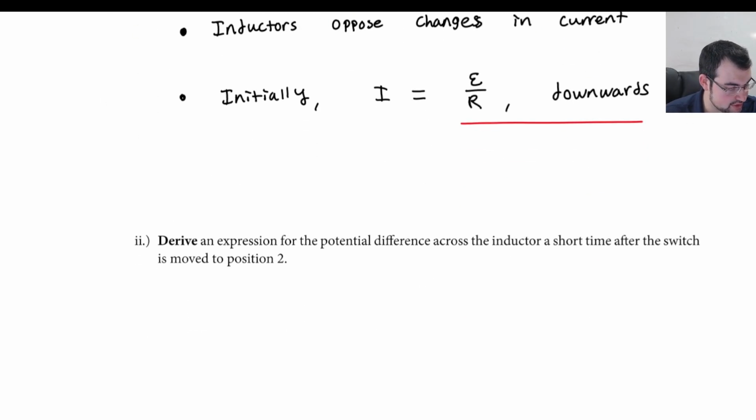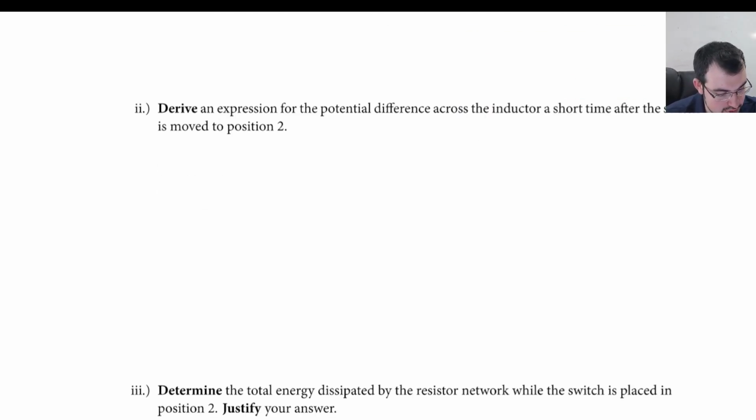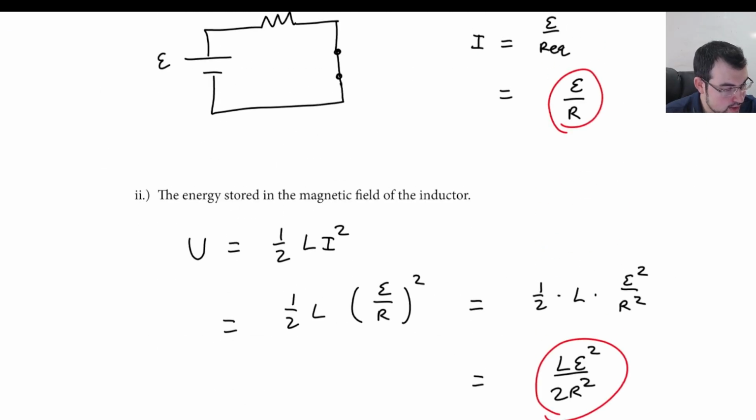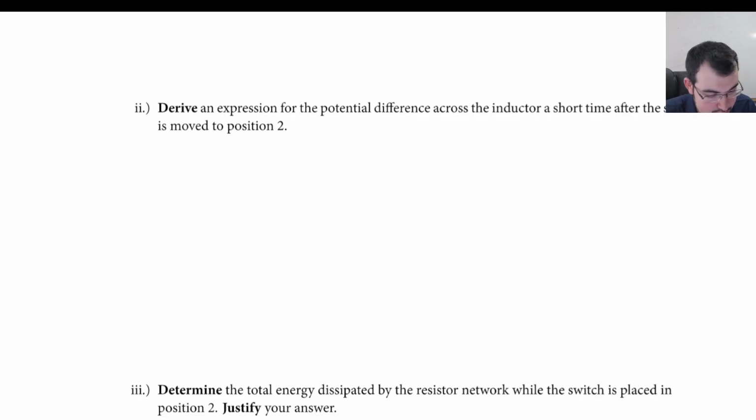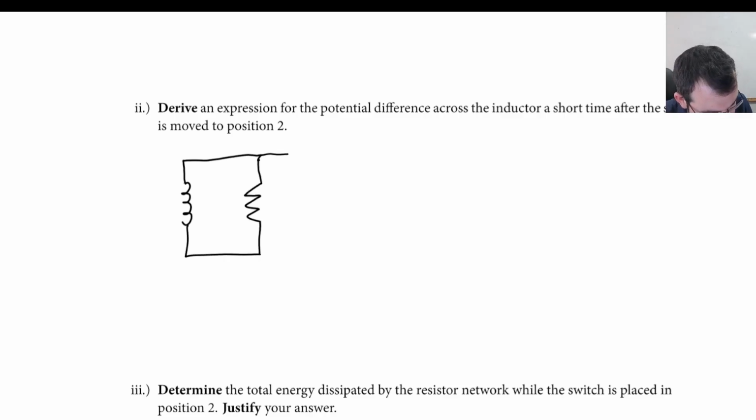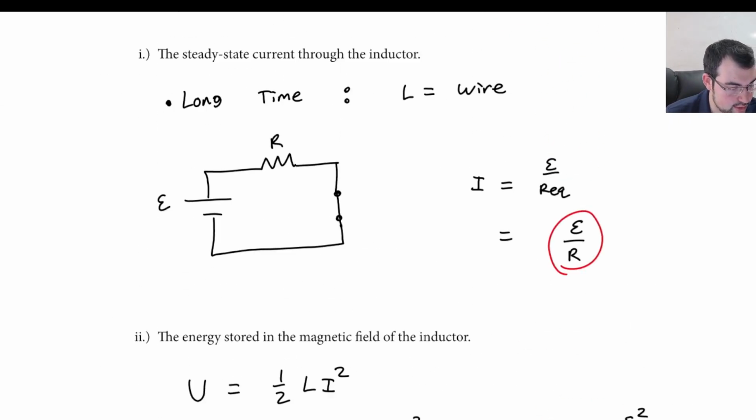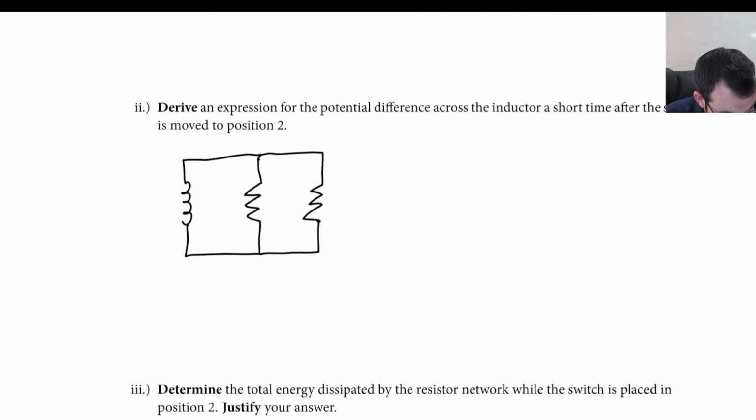We want to find the potential difference across the inductor a short time after the switch is moved to position 2. So let's do that. So our effective circuit in position 2 is going to look sort of like this, right? If I go back up here, it's going to be a 3R and a 6R. My go-to resistances.